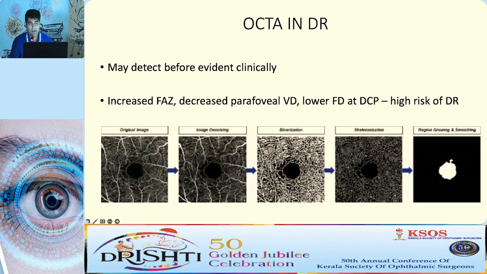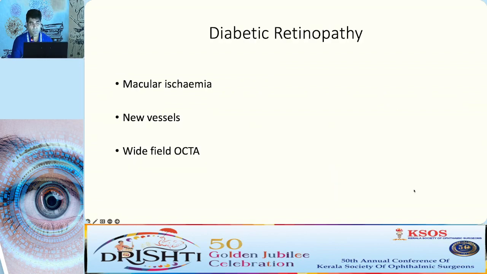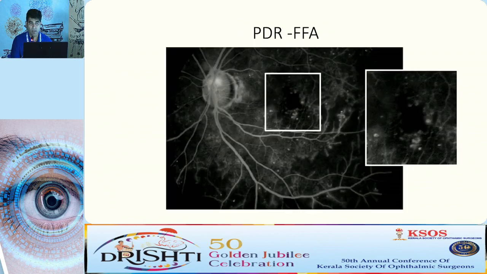Now, OCTA in diabetic retinopathy is helpful because changes might be seen even before we can see them clinically. For example, the increased foveal avascular zone, decreased parafoveal vascular density, and the lower foveal density at the deep capillary plexus. These indicate high risk of diabetic retinopathy. So in diabetic retinopathy, we look for macular ischemia as well as neovascularization.